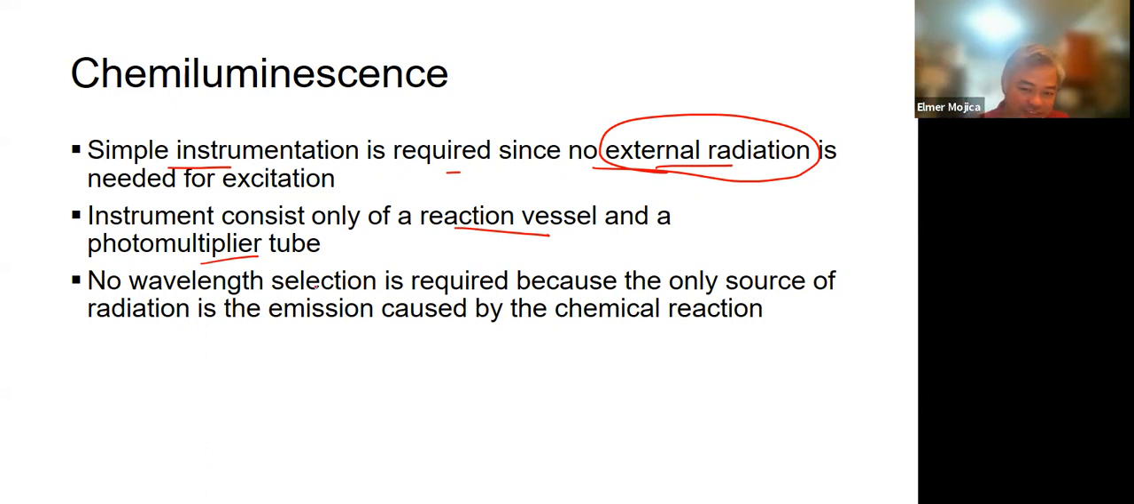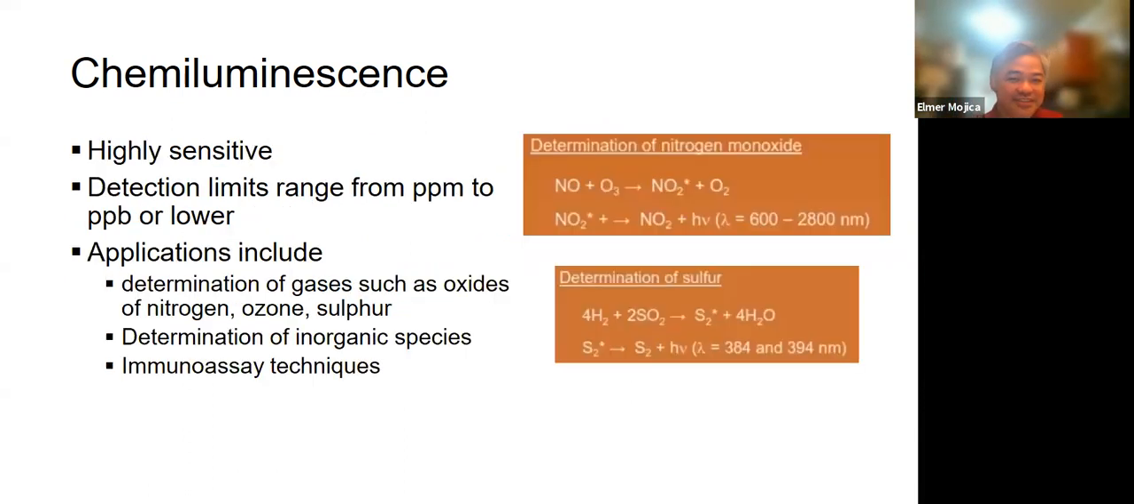There's no wavelength selection required because the only source of radiation is the emission caused by the chemical reaction. So, hindi mo kailangan ng light source. Because yung system mismo, yun na yung mag-produce ng light. Okay? So, all you need to do is what? Monitor yung na-produce na luminescence doon. Okay? So, it's a highly sensitive process. The detection limit can be ranged from ppm to ppb or lower.